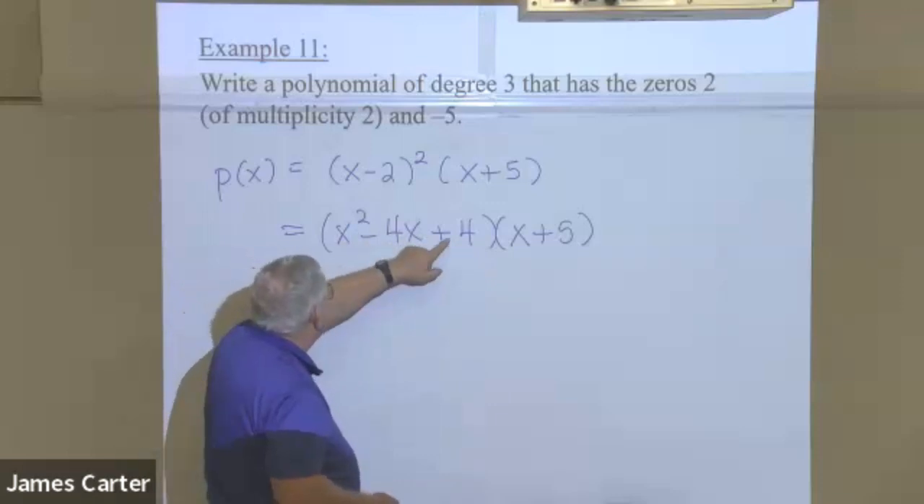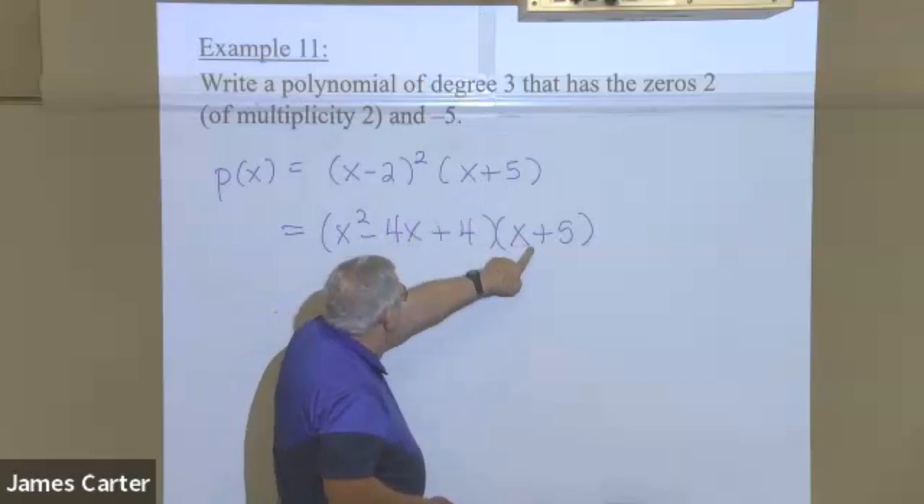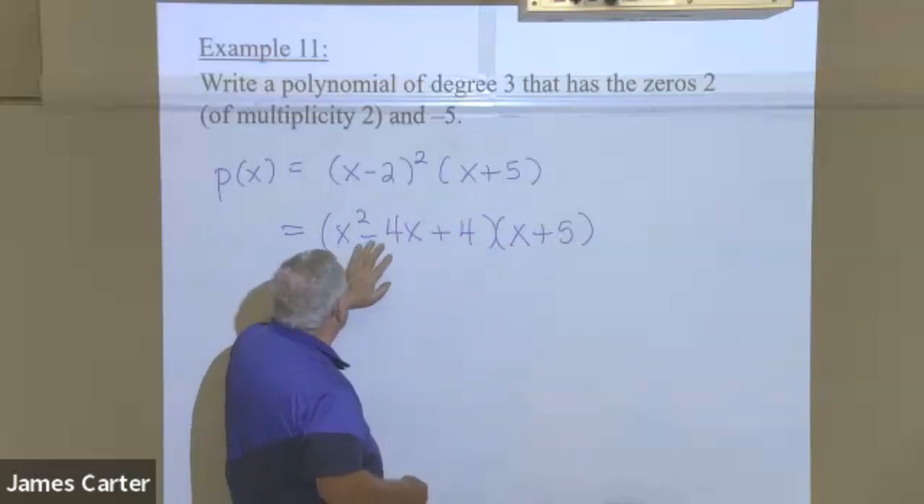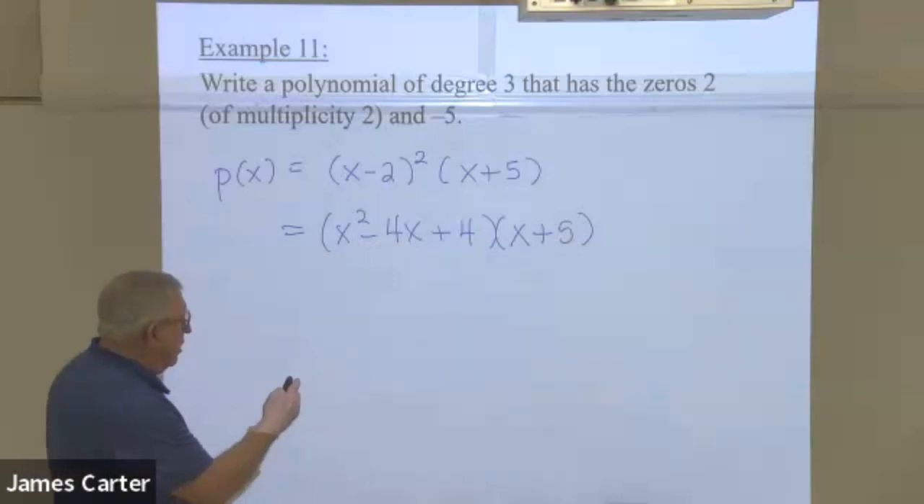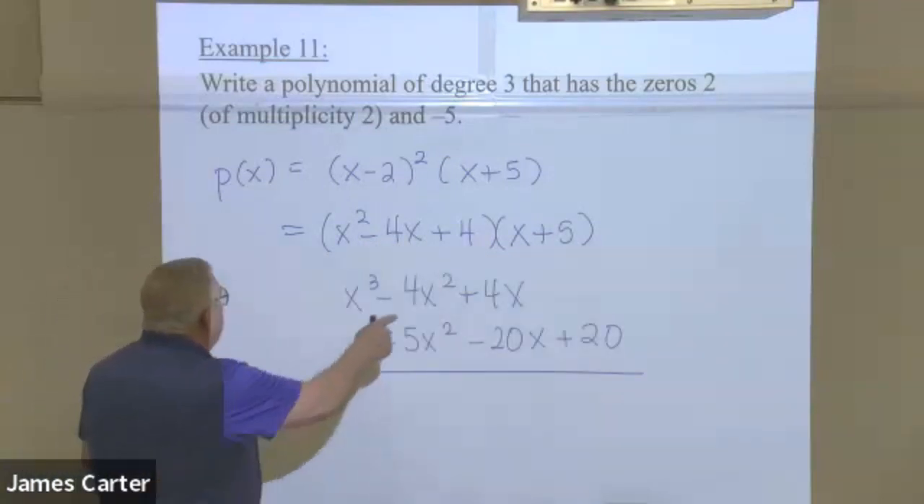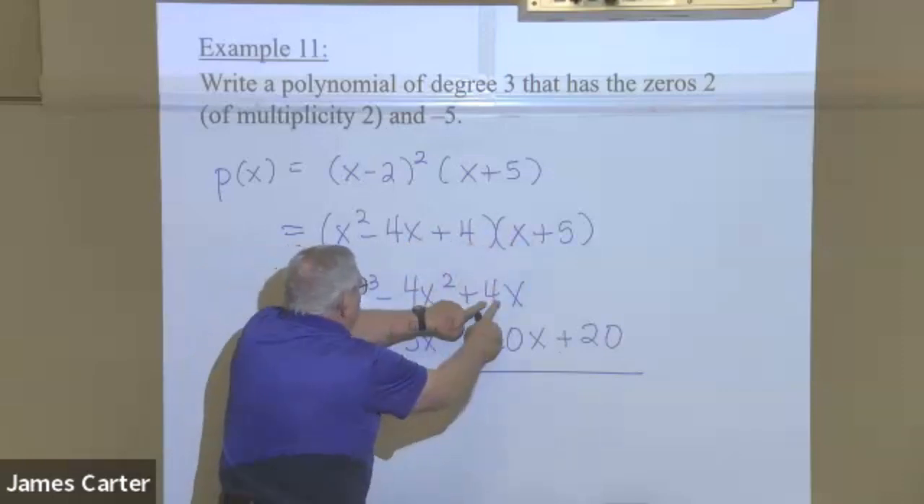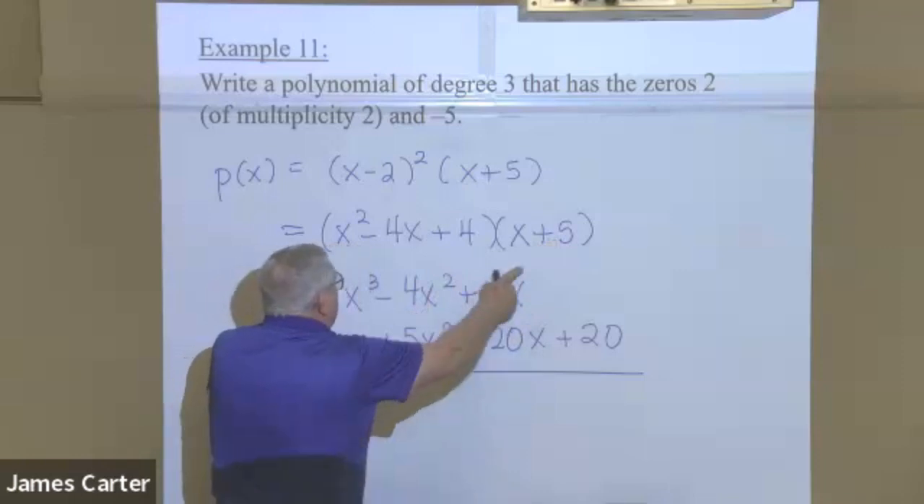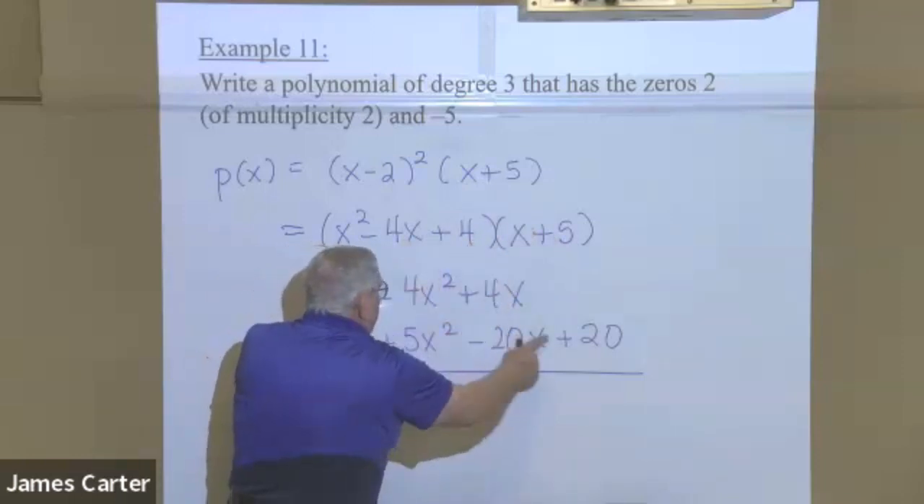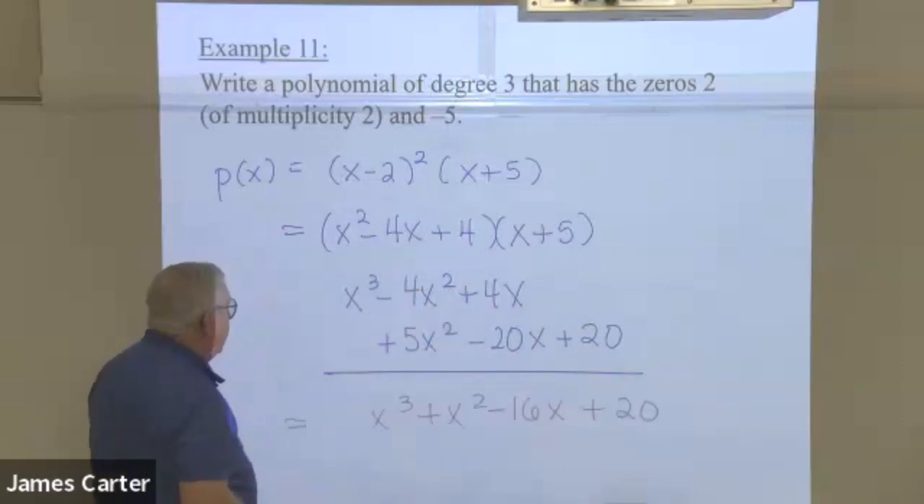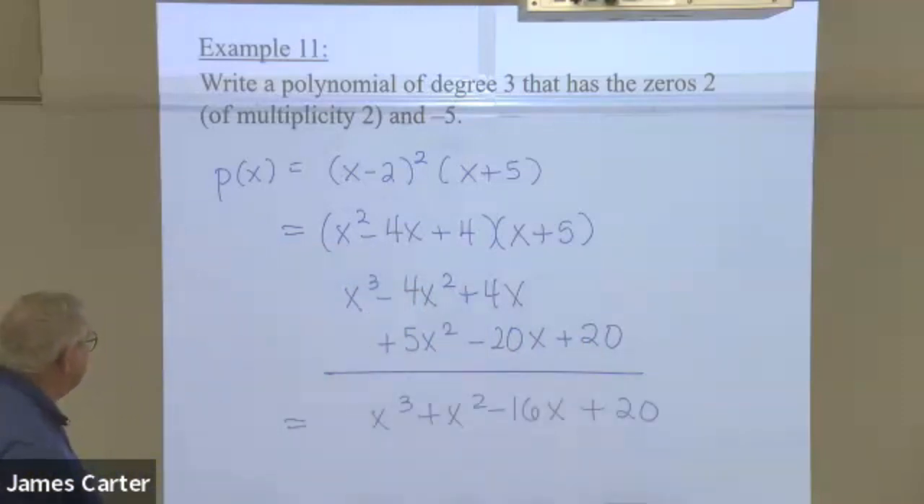So we get x squared minus 4x plus 4. We bring this one down. Now we're going to distribute this x plus 5 times this trinomial. Okay, the x here squared, and here, and here, then with the 5, and here, and here. We're going to combine like terms. That produces this equation. This is the polynomial resulting when you have zeros of 2 multiplicity 2 and -5 multiplicity 1.